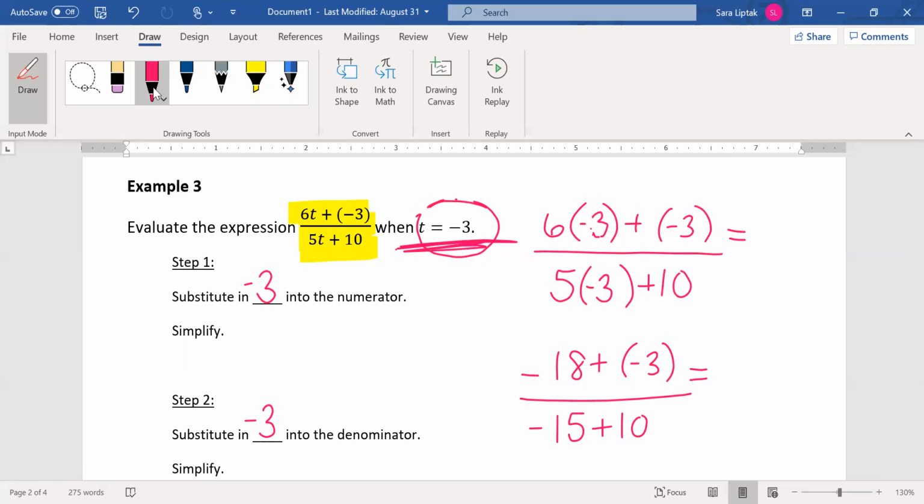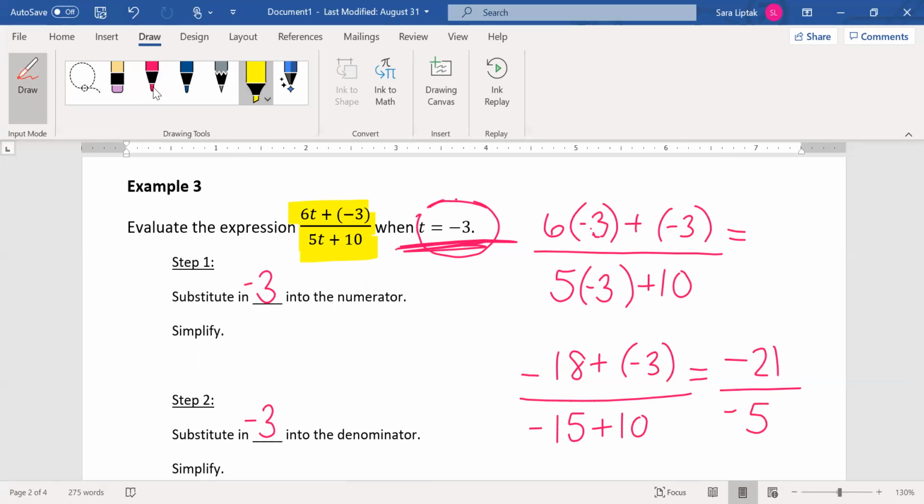So in the numerator, if I had 18 negatives plus 3 more negatives, how many negatives would I have in total? 21 negatives. Now in the denominator, I have 15 negatives, but I'm only adding 10 positives to that. So how many negatives would I have left over? I would still have 5 negatives.